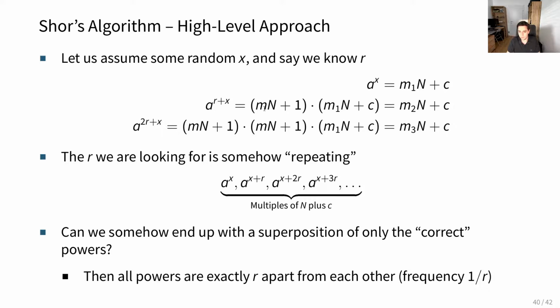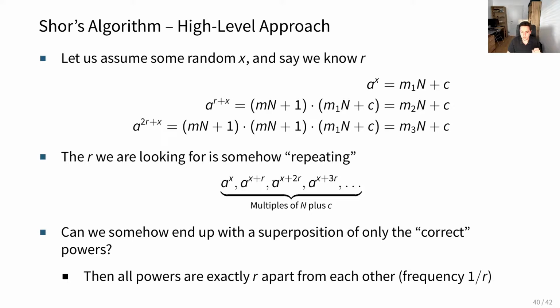Well, these factors come from these combinations here from the product, but the c comes from 1 times c. And the same is actually also the case if we add this r again. So if we have a to the power of 2r plus x, again we have some other multiple of n plus the same c. So in each of the cases, what this means is that the r we are looking for has some kind of repeating property.